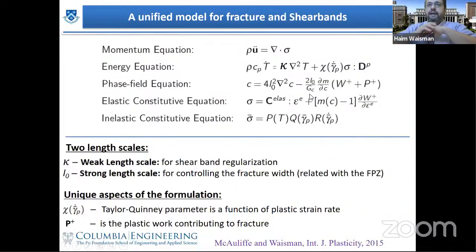Okay, so now let me go back to the system of equations that I talked about, the dynamic fracture model.